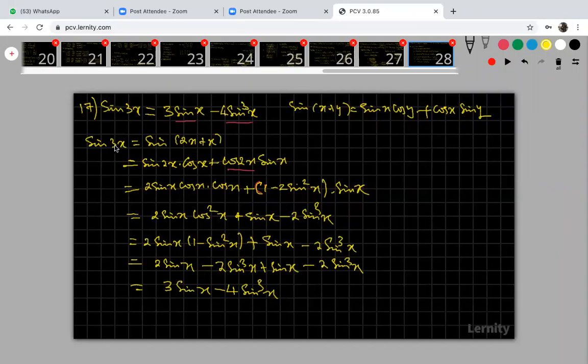Okay, you just note that the sin 3x I am splitting into sin of 2x plus x. This 3x is split into 2x plus x. Apply this formula, sin of x plus y. After applying that, convert all the cos terms into sine terms. Simplify. You will get the answer.